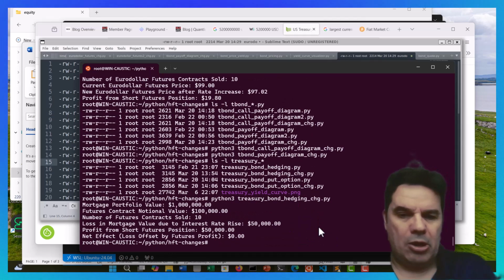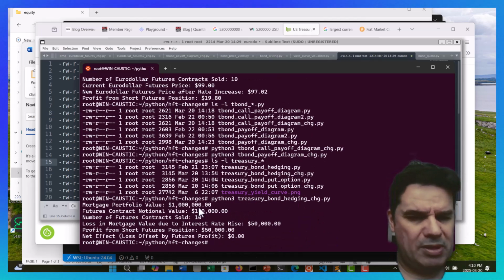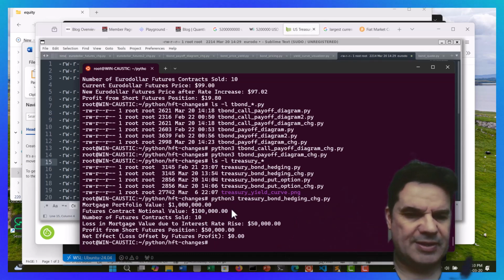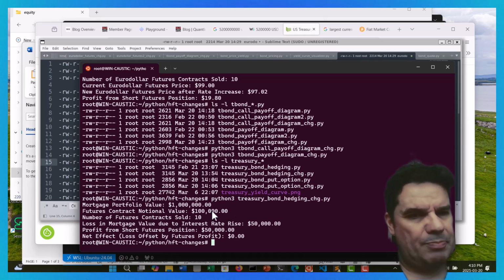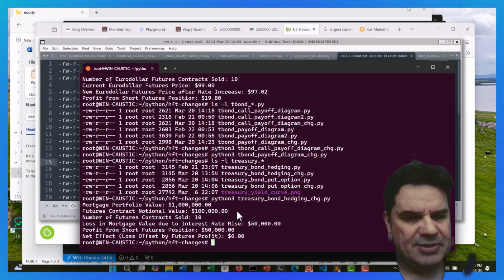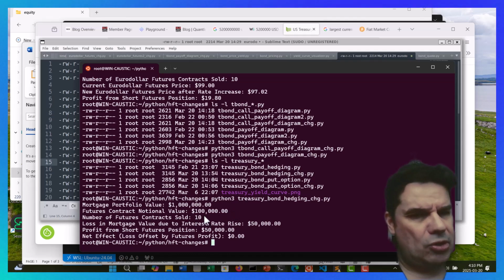Okay, here's another one. So again, we have a $1 million dollar contract. Now, I keep mentioning this. The important thing is this notional value. A lot of people don't pay attention to that. I mentioned that in yesterday's video. Very important to know what notional value is.